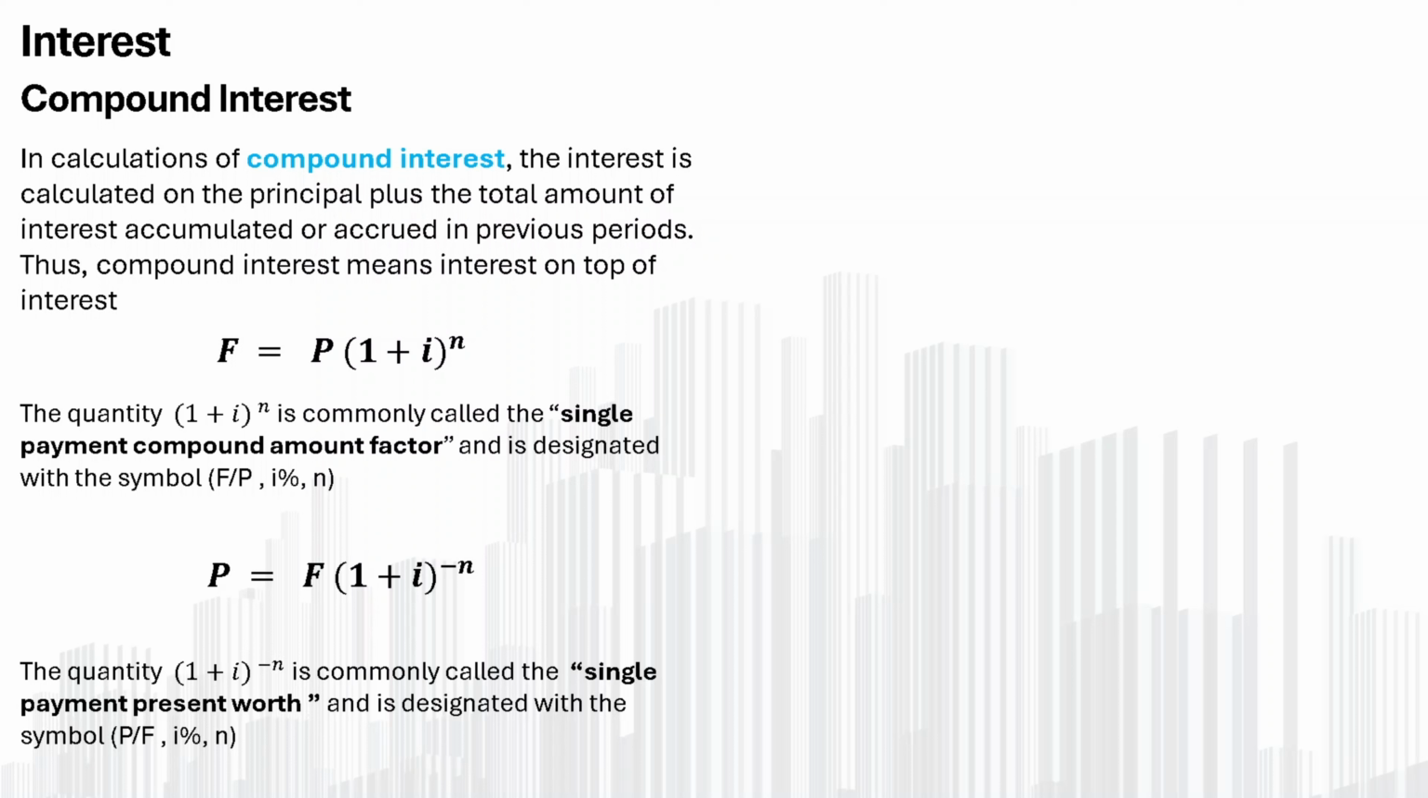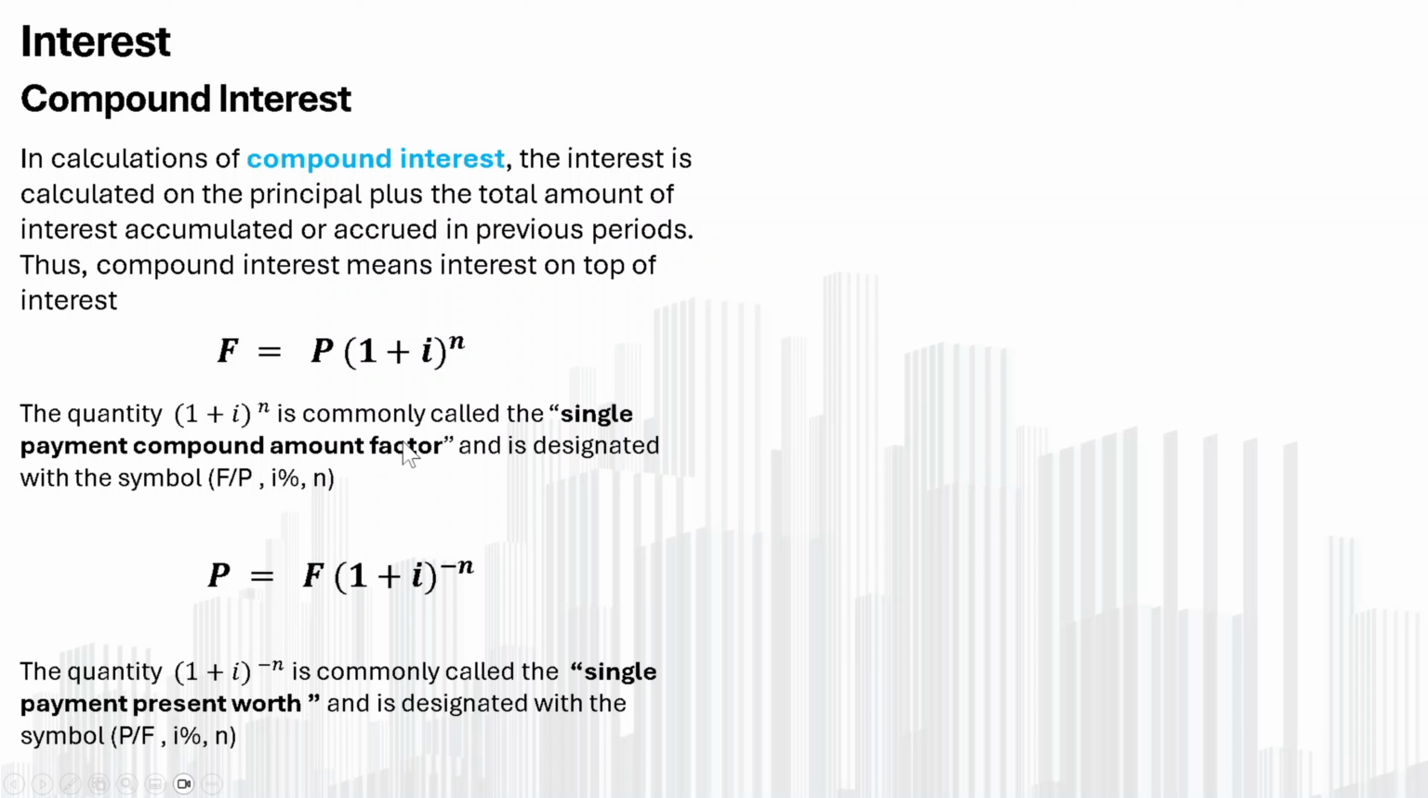Here's the age-old formula where the future value of that compounded amount is F equals P times (1 plus i) raised to n, where (1 plus i) raised to n is commonly called the single payment compound factor. It is designated with the symbol F/P, in terms of the interest rate compounded in n periods.